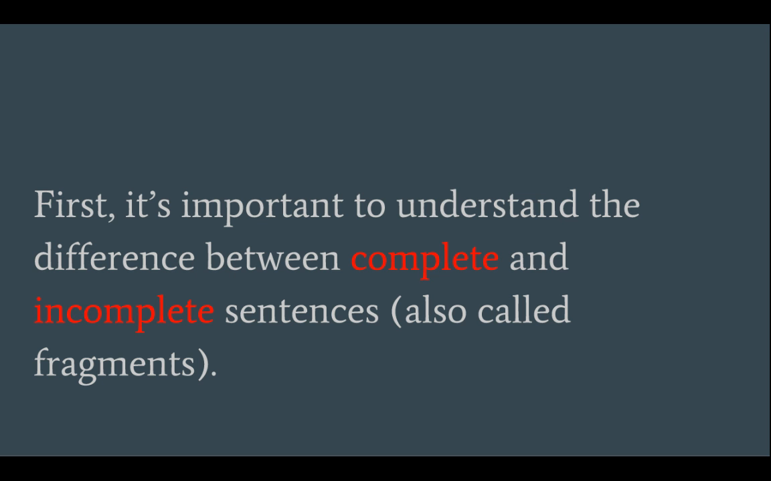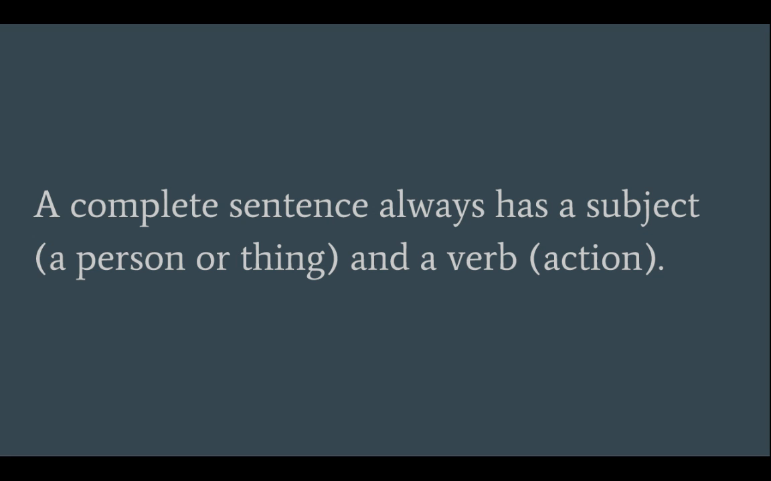First, it's important to understand the difference between complete and incomplete sentences, which are also called fragments. You've probably learned what a complete sentence is before, but we're going to review the difference because it'll be important for some of the types of sentences you'll be writing. A complete sentence always has a subject, which is a person or thing, and a verb, which is an action. If a sentence does not contain both of these things, it's not a complete sentence. In formal writing, we will only be writing complete sentences, but we need to understand how to use fragments to make different kinds of sentences. This will make sense in a few minutes.